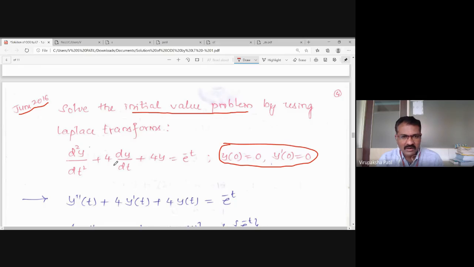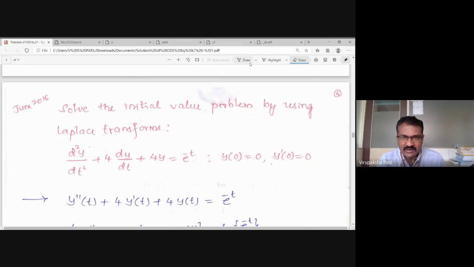Then you can find the CF and the PI. But if these conditions are given, it becomes an initial value problem, and then you can use the normal method also. But to get the answer very quickly, without trying to get CF and PI, you can directly use the Laplace transform to this, and then you can solve it.